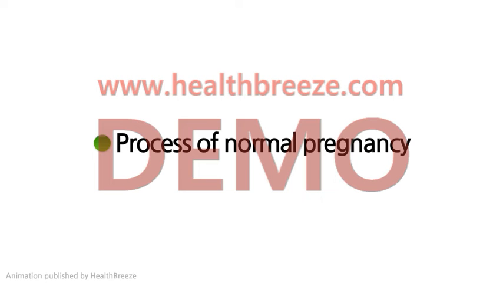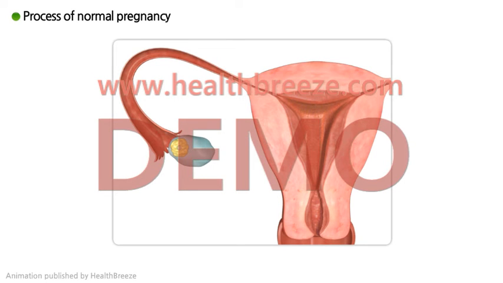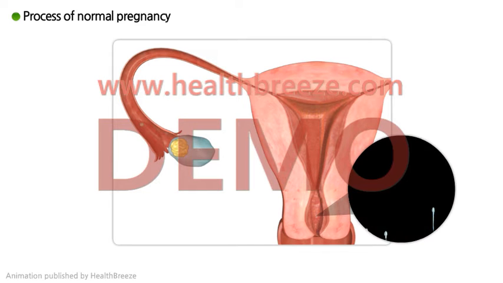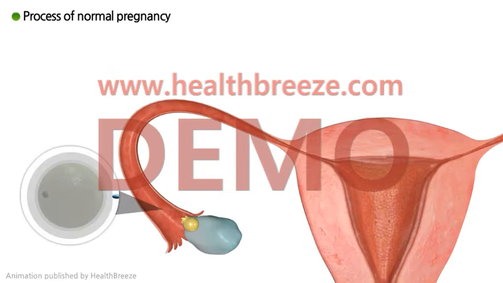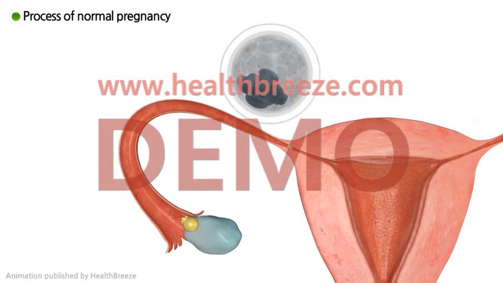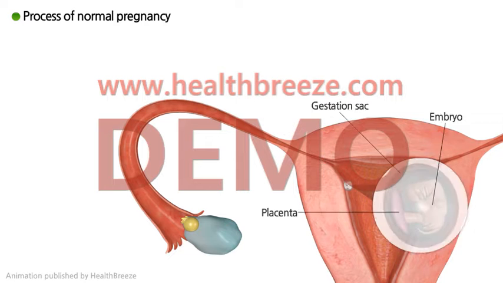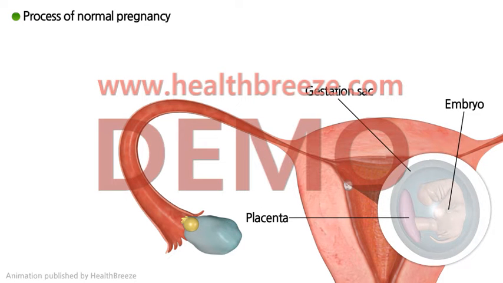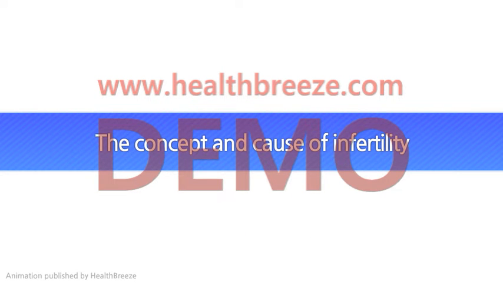Process of normal pregnancy. When sperm comes into a woman's body in the days before or after ovulation, 14 days after the start of the menstrual cycle, sperm and egg meet in the fallopian tube and fertilization occurs. Then, the fertilized egg undergoes cell division and is implanted in the wall of the uterus, forming a gestation sac and placenta to develop the embryo.